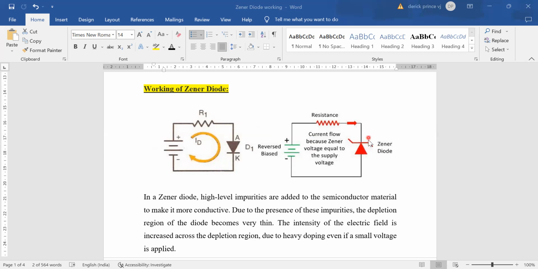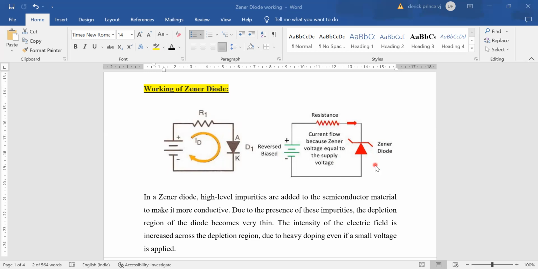So this N-type material will get attracted towards this voltage. The N-type will move towards this voltage and here P-type is there. The P-type is going to move towards this supply, right? So in between we have the depletion region. In a normal diode, what will happen? The depletion region will keep on increasing. At one stage, the diode will get damaged.